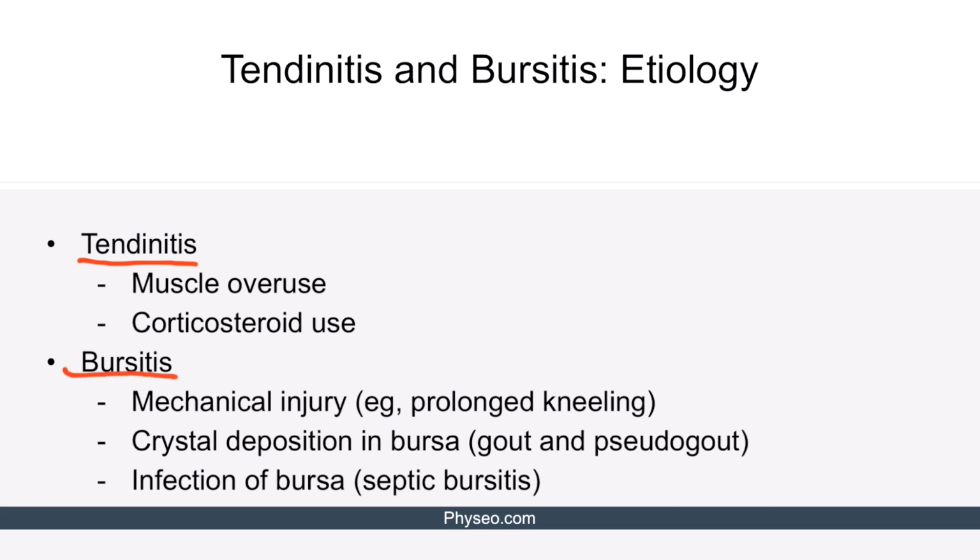Bursitis, on the other hand, can be caused by a mechanical injury of the bursa. For example, prolonged kneeling can damage the prepatellar bursa, causing prepatellar bursitis. Bursitis may also be caused by crystal deposition in the bursa. This happens in gout and pseudogout. Finally, bursal infection will cause septic bursitis.